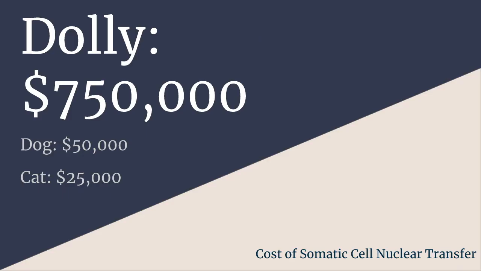Just to reproduce Dolly, the cost was $750,000. And according to Viagen Pets, you can clone your personal pet for a dog would be $50,000 and a cat would be $25,000.